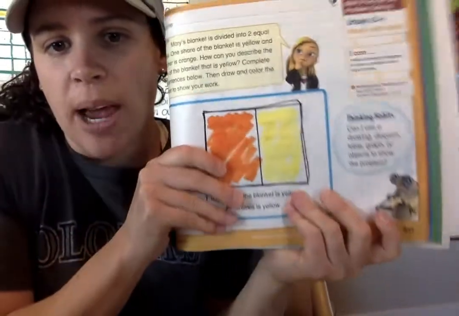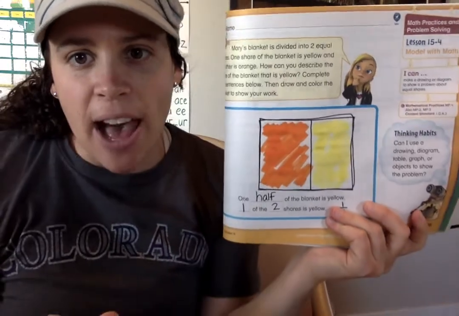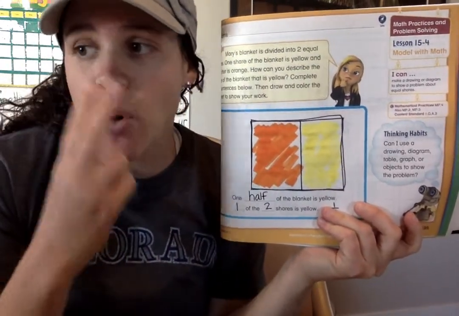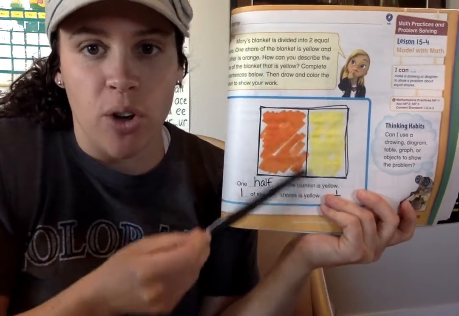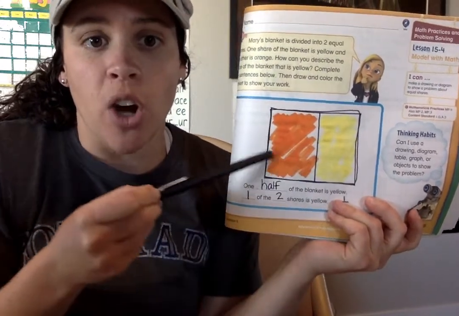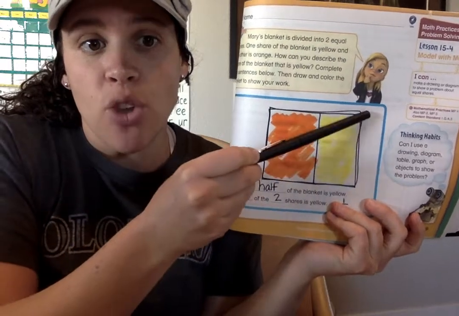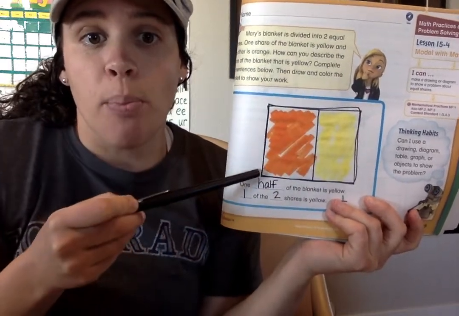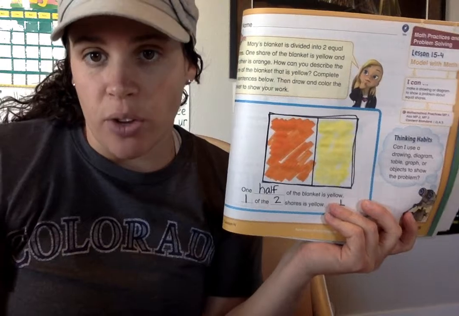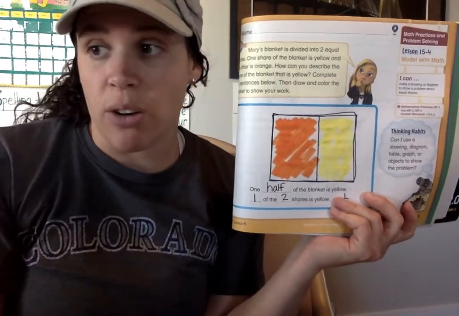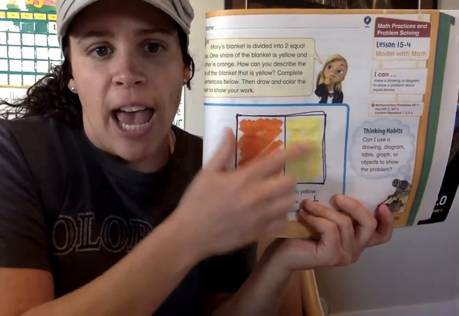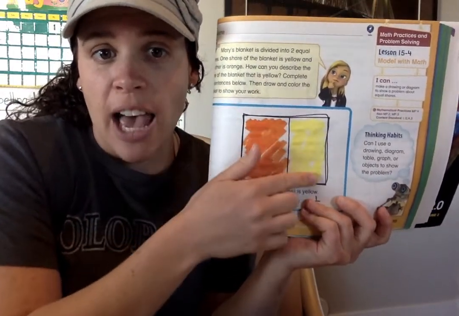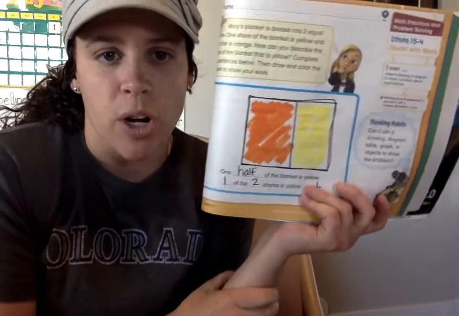Okay, so here was my blanket in the shape of a rectangle, and I had to divide it into two equal shares. So I decided to divide it straight down the middle, going vertical, up and down. You could have gone across, horizontal, and you could have also gone corner to corner, like a diagonal. That's all equal shares, cut in half. Okay, then you had to color half, so 1 share yellow and 1 share orange.